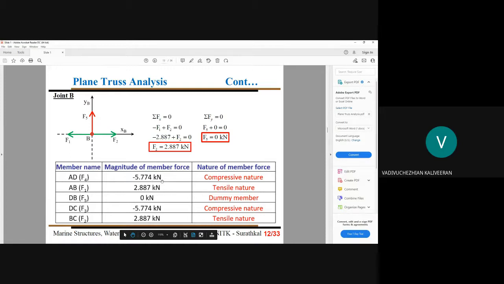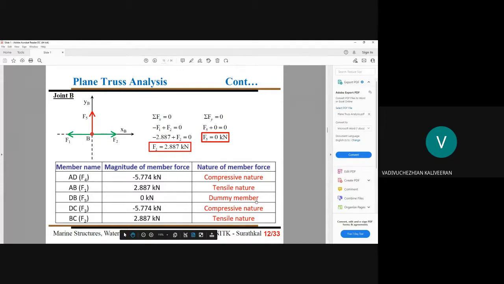AD we are getting minus 5.774 kilonewton, it is compressive in nature, and AB is 2.887 kilonewton, it is tensile in nature. DB is 0 kilonewton, that is a dummy member, and DC we have to note is minus 5.774 kilonewton, compressive in nature, and BC is 2.887 kilonewton, it is tensile in nature. So by directly seeing our plus or minus, we can say compressive or tensile.